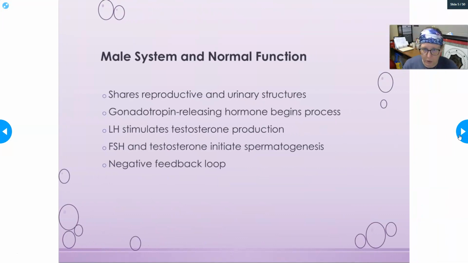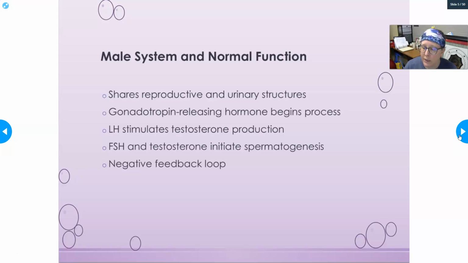So, the male system and normal function. The male shares reproductive and urinary structures in the urethra, where they merge together for a common exit. The gonadotropin releasing hormone begins the process of becoming reproductively mature for a male. Same thing as a female, that process will start at puberty.